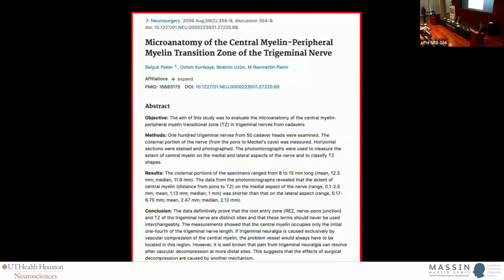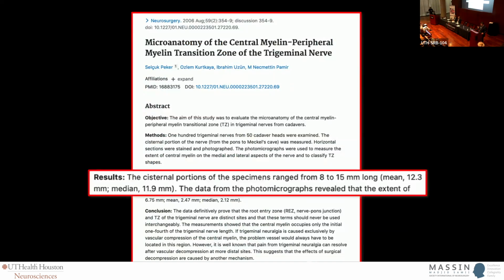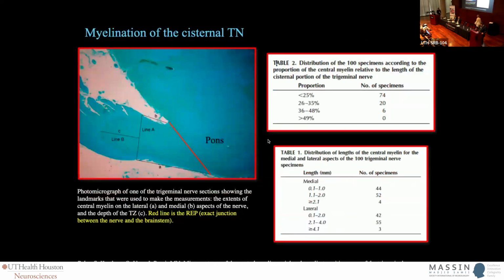So this is an excellent paper from colleagues from Turkey. They studied 100 trigeminal nerves. They found that the cisternal portion is from 8 to 15 millimeters long. And look at this nice photomicrograph. This is the root entry point. This is 100% central myelin, so this is the root entry zone. And this area of central myelin surrounded by peripheral myelin, this is the transitional zone. Another interesting finding is that only 1/3 of this initial proximal cisternal nerve is the root entry zone. It's just 1/3. In any case, past the 50%.